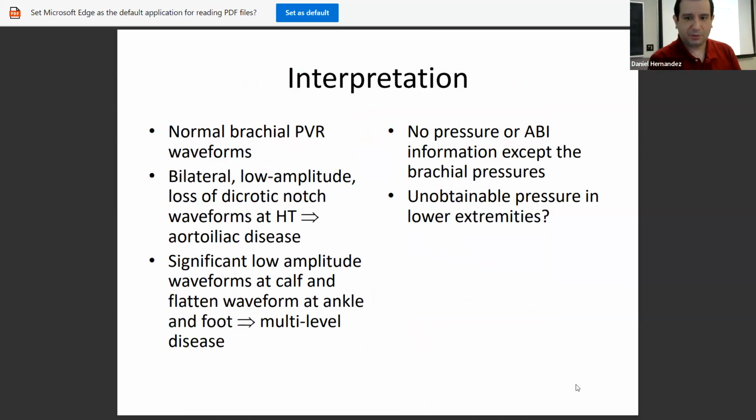So this was just the interpretation. Bilateral low amplitude and loss of dicrotic notch in the high thighs bilaterally show aortoiliac disease. Significant low amplitude waveforms at the calf indicate multi-level disease, and then flattened at the foot. And no pressure ABI information except for brachials.